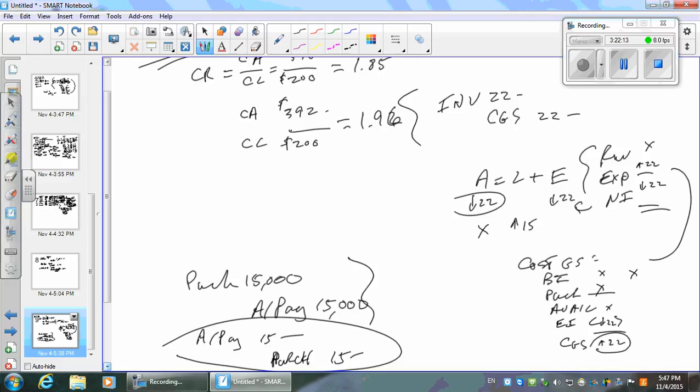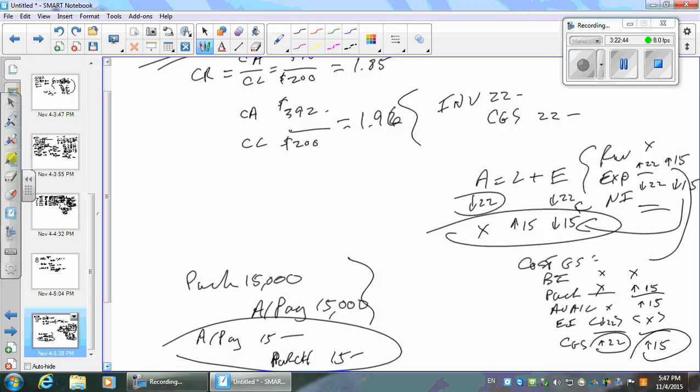Beginning is fine. Purchases is too high by 15, isn't it? Everybody agree? What does that make available? Too high by 15. How about ending inventory? It's okay. They counted it right, didn't they? What's wrong? Cost of goods sold is too high by 15, isn't it? You guys agree with that? What's wrong with net income? It's too low by 15. What does that do to equity? It makes it too low by 15. And I've got my answer, don't I? Wow. Easy, isn't it? If you just discipline yourself to think through them.